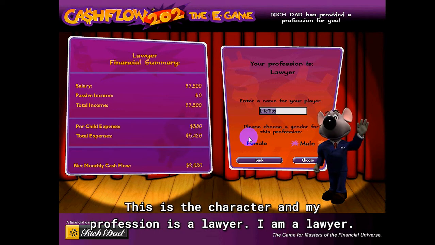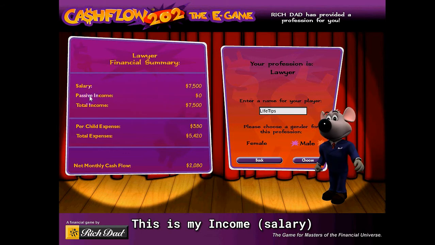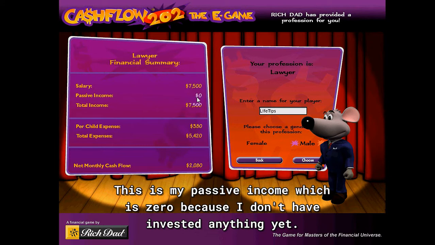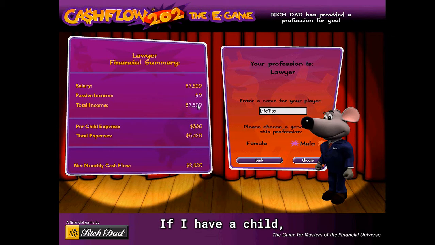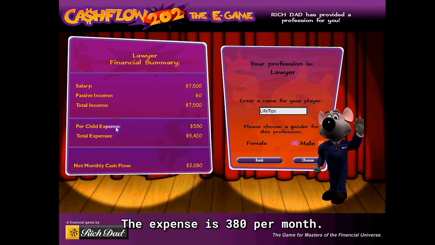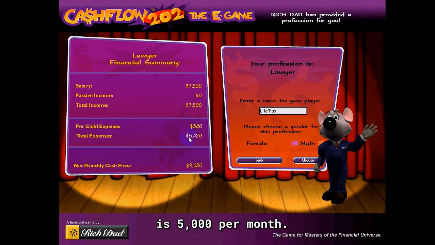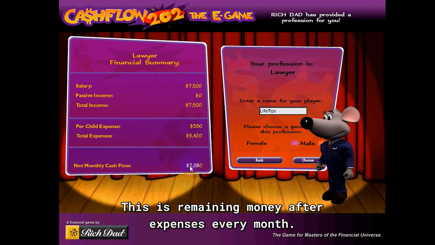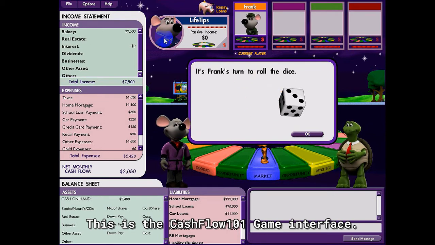This is the character, and my profession is a lawyer. The character can be male or female. For now, look at the financial summary. This is my salary, and this is my passive income, zero, because I haven't invested in anything yet. The total income is 7,500. If I have a child, the expense would be 380 per month, and other expenses in total are 5k per month. This is the money I have left every month.